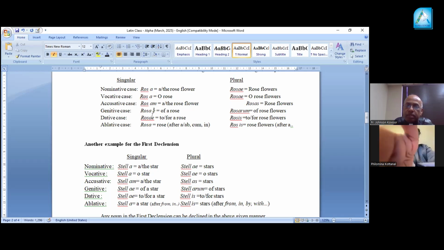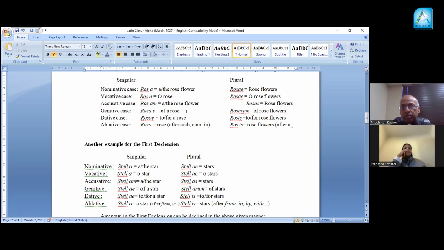Then genitive is rosae, of a rose. As I said in the beginning, in Malayalam we are always using this declension, because of a rose, roseyude or rosinde, like that we say in Malayalam. The noun rose has changed. So likewise in Latin also it changes, of a rose.